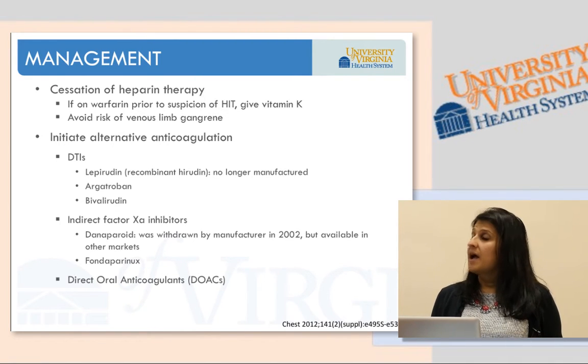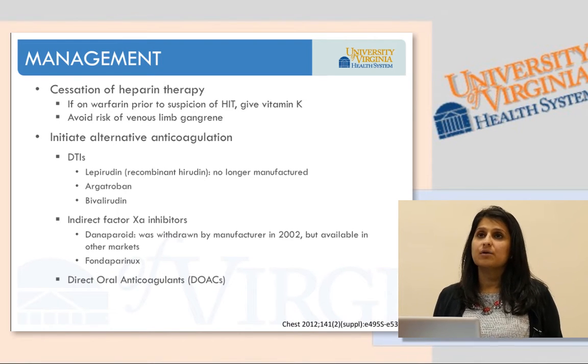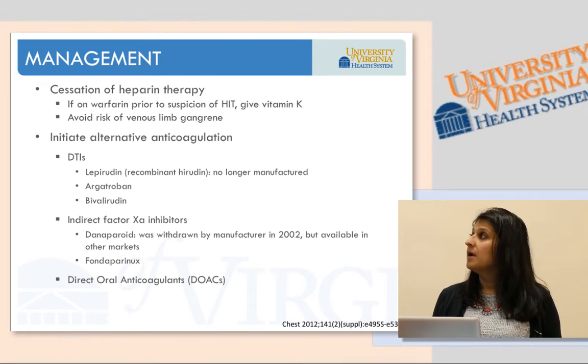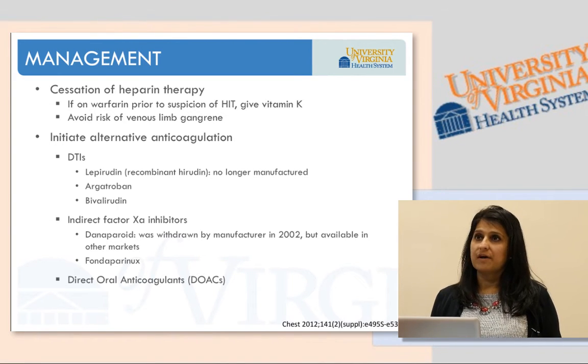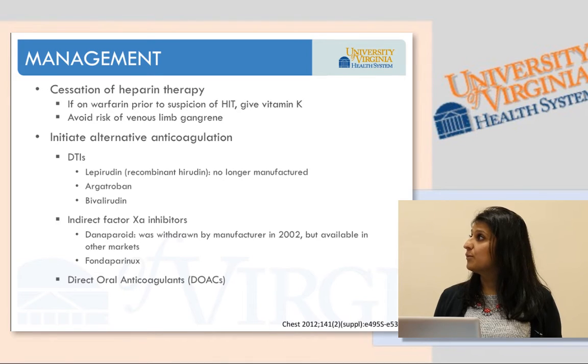with HIT. After we have discontinued heparin, and just discontinuing heparin is not the only management for HIT because patients are at hypercoagulable risk, we need to start an alternative anticoagulant. This is where we have three options. We can either think about a direct thrombin inhibitor, and we have a list of three: lepirudin, argatroban, and bivalirudin. Lepirudin is no longer available or manufactured by the company, so that's not an option anymore.